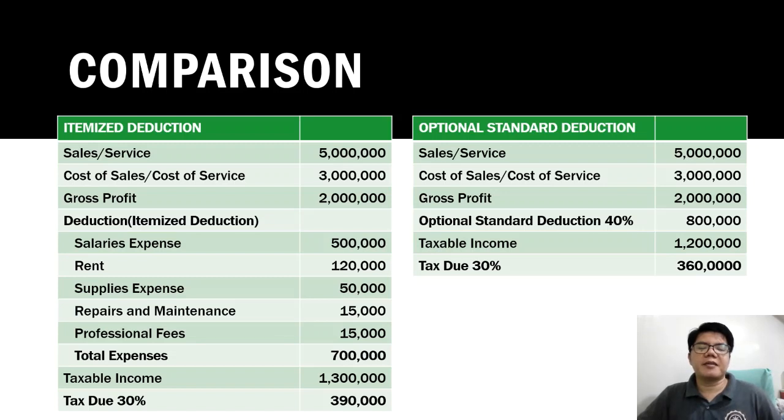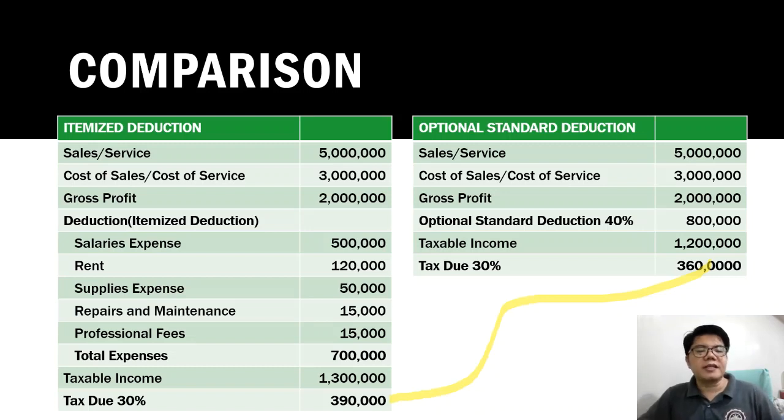In comparing the itemized and OSD, it's pretty much obvious that OSD is easy to compute. And obviously, you will get a different result in computing the income tax due. In this case, the income tax due for optional standard deduction is lower than the income tax due in using itemized deduction. This is not always the case, wherein the optional standard deduction is always lower than the itemized deduction.